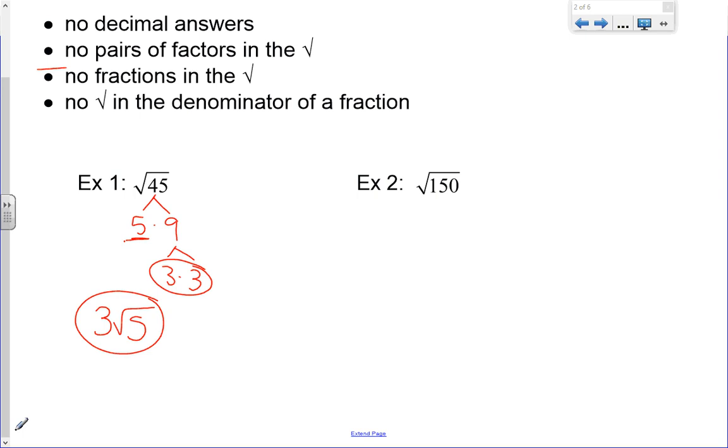All right, let's try 150. What do we think we could break 150 into? Something quick and easy? 10 and 15, that's exactly what my brain was thinking, because anything that ends in a 0, guess what I divide it by? 10.